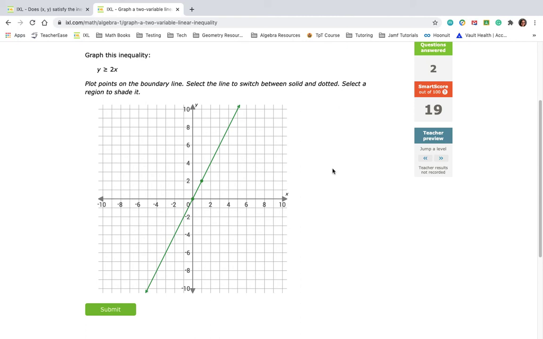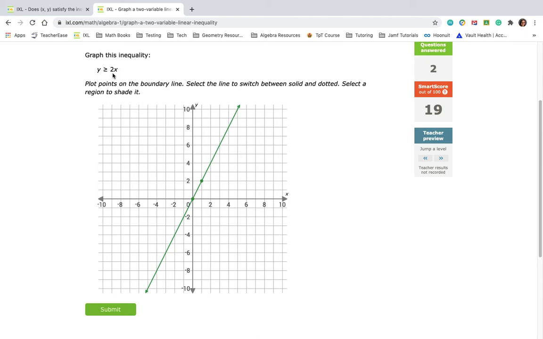Now this is where shading gets to be a little trickier, but not too much. When you have the two variables, all you're going to do is pick a point that is not on your line. So if I pick a point that's not on my line, let's say I pick 1, 0. So this point right here where the pointer finger of my cursor is pointing, 1, 0. That means x equals 1, y equals 0. So if I plug that in, I'd have y is 0, so 0 is greater than or equal to 2 times 1.